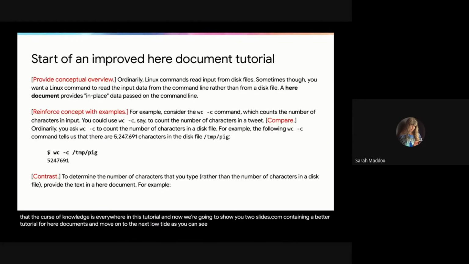So as you can see on this slide, the text that is in square brackets and in red is a commentary on the tutorial, and the tutorial itself is in ordinary black text. So explain to your students that first of all, in this tutorial, we provide a conceptual overview of the topic, which is here documents. And then we reinforce the concept with some examples and read a little bit of the text. So, for example, consider the wc -c command, which counts the number of characters in input.